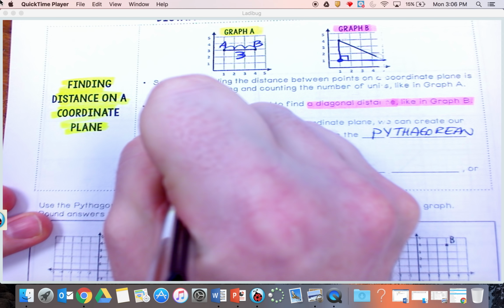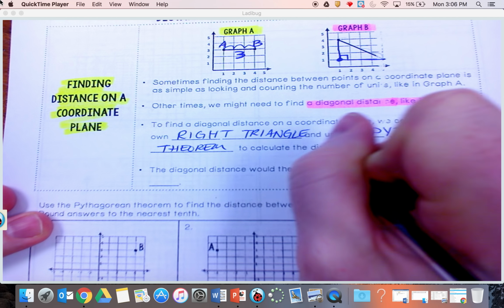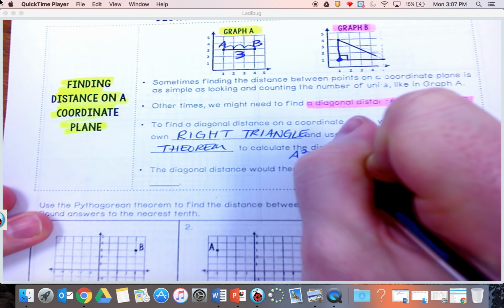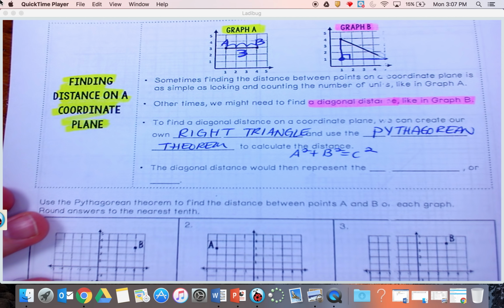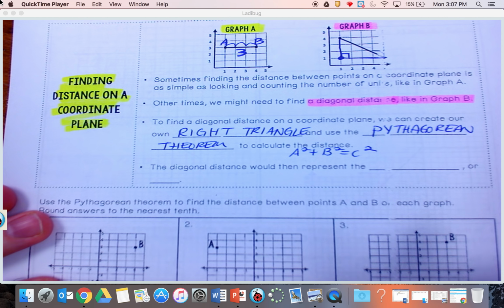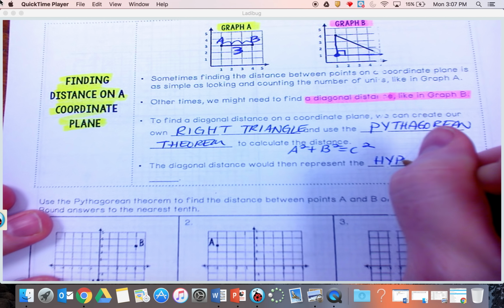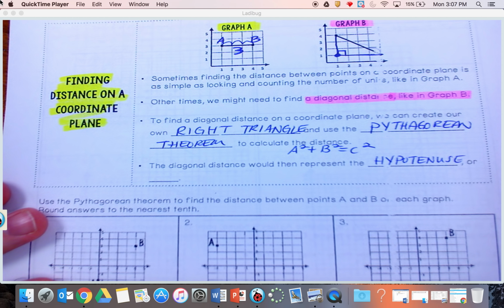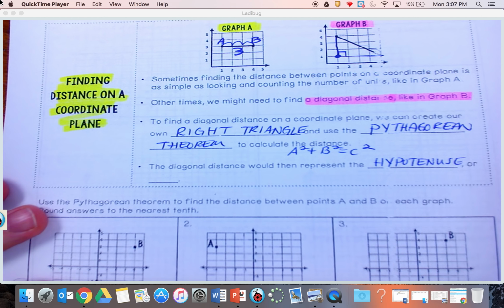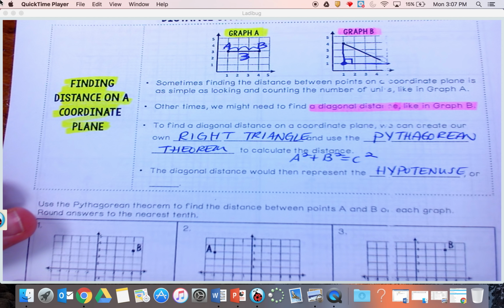We all should remember what that says: A squared plus B squared is equal to C squared, and I can now find the diagonal, which would be my hypotenuse. The diagonal distance represents the hypotenuse, or my final answer, the distance between the 2 points. Okay, so here's what we have.